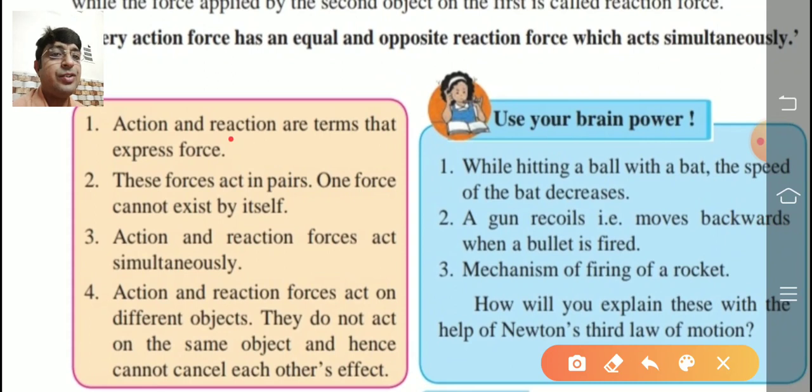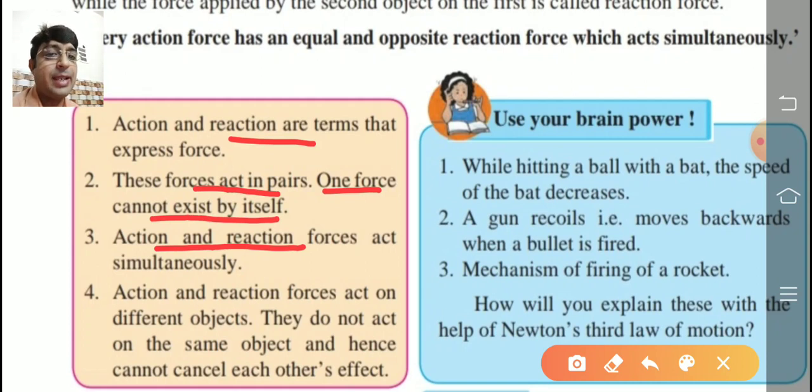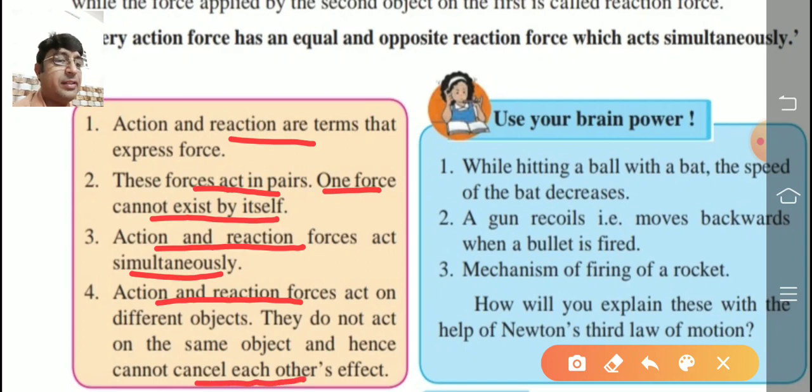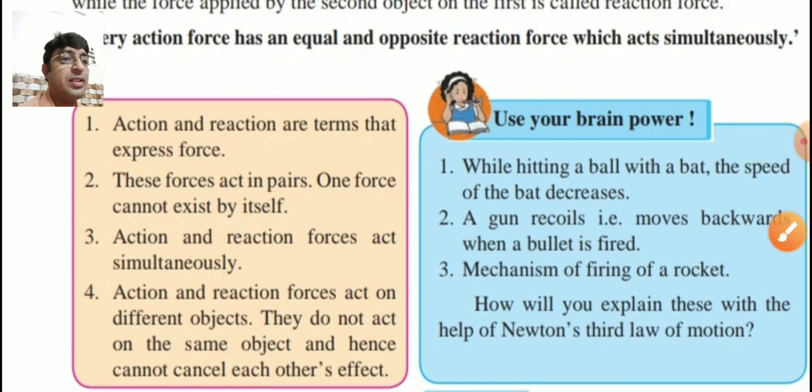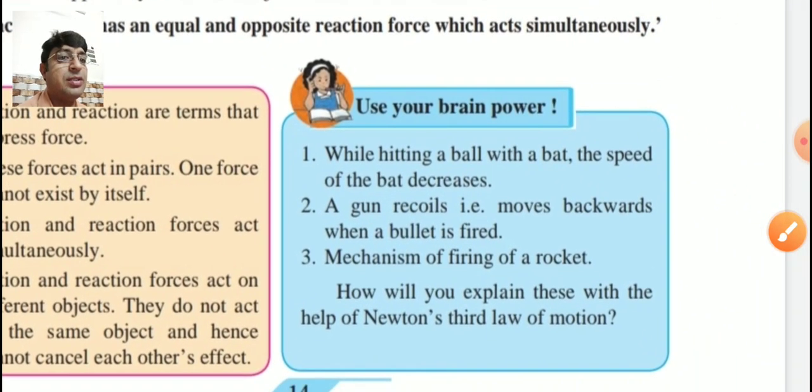Now in that yellow orange box, see what is given. Action and reaction are terms that express force. Second, these forces act in pairs. One force cannot exist by itself. Third, action and reaction forces act simultaneously, means at the same time. And fourth point, action and reaction forces act on different objects. They do not act on the same object and hence cannot cancel each other's effect. Remember these points.